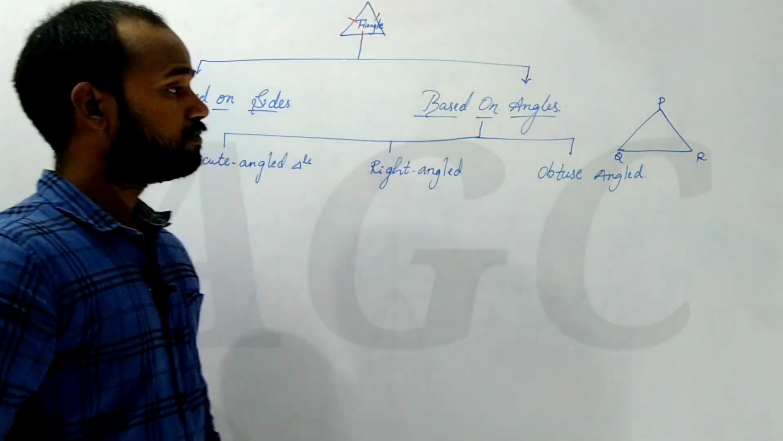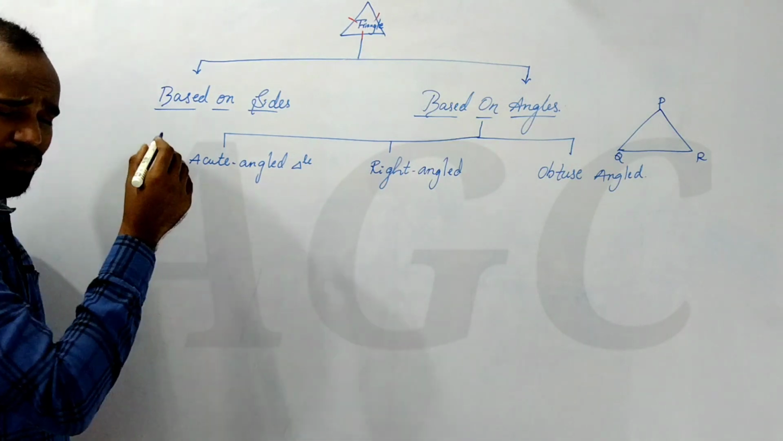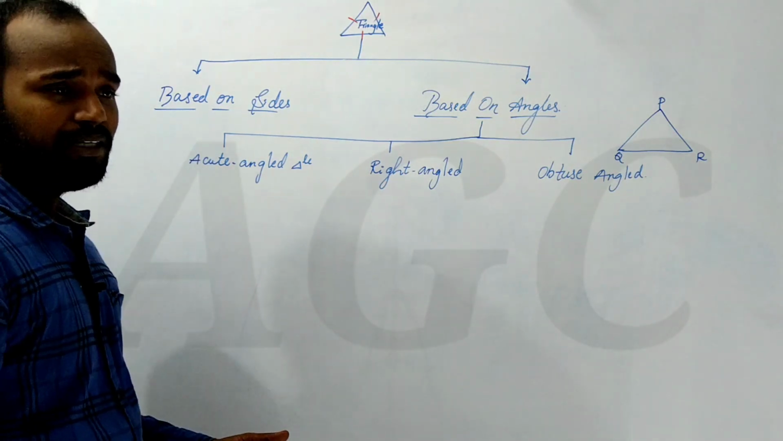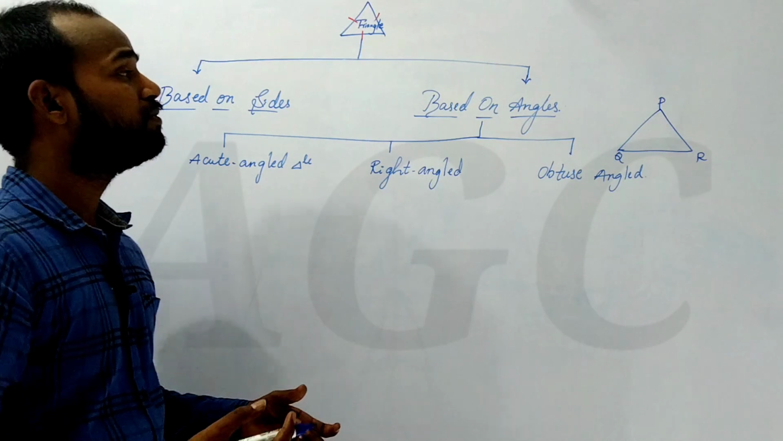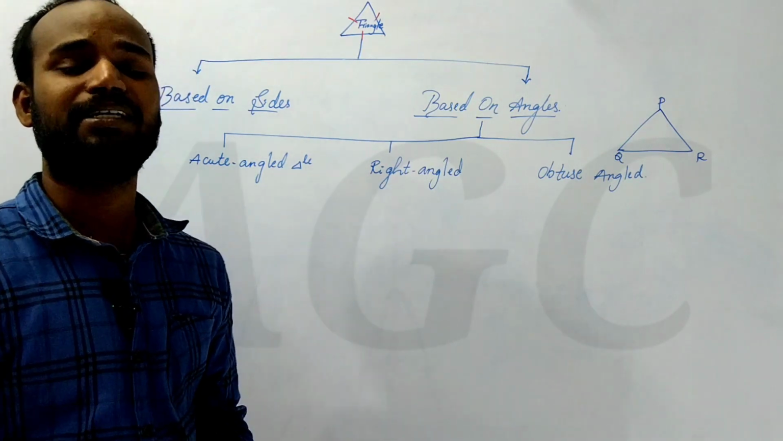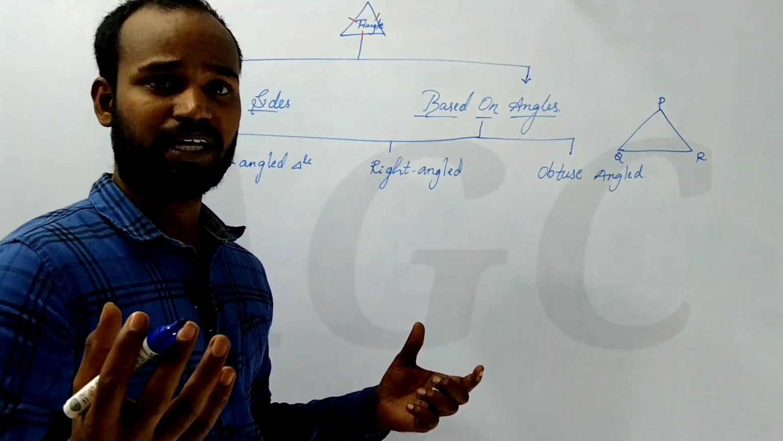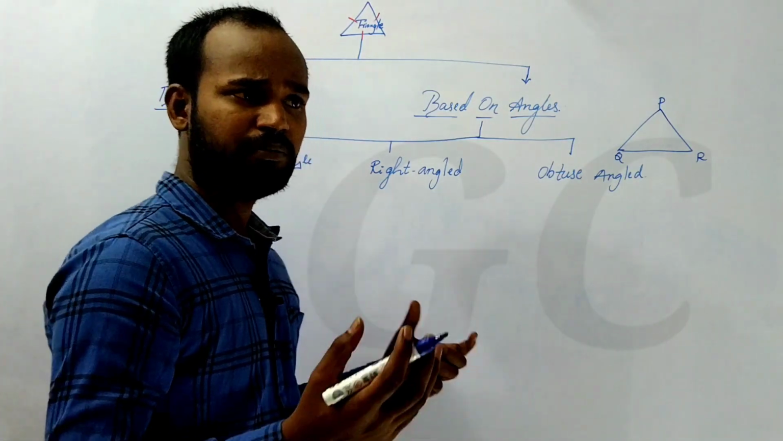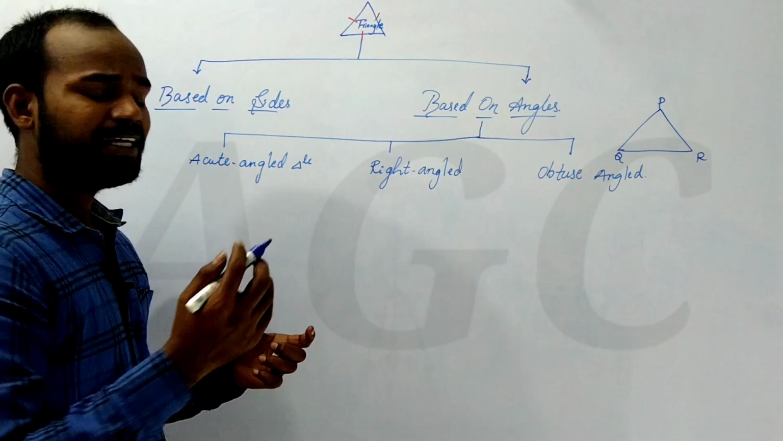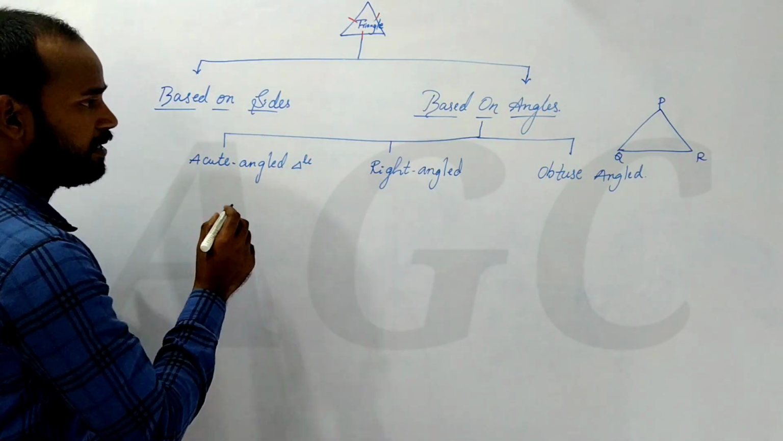Before we enter into angles, first we have to know what is the sum of the three angles. What is the sum of the three angles? This is a basic definition of a triangle. Remember it. The sum of the three angles of the triangle is, I am writing it.